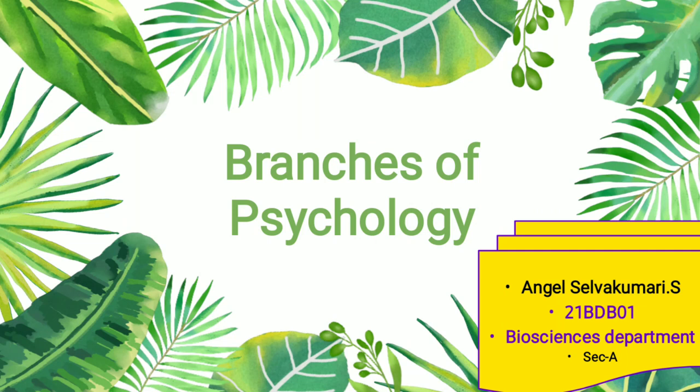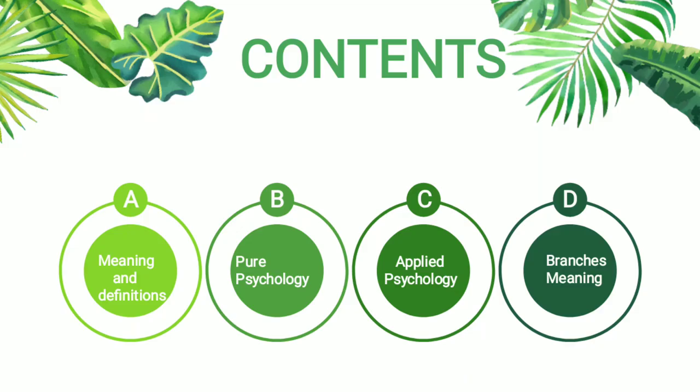I am going to teach about branches of psychology. The contents are: A, meaning and definition; B, pure psychology; C, applied psychology. Pure psychology and applied psychology are the types of psychology. That means the branches of psychology are divided into two types: pure psychology and applied psychology.